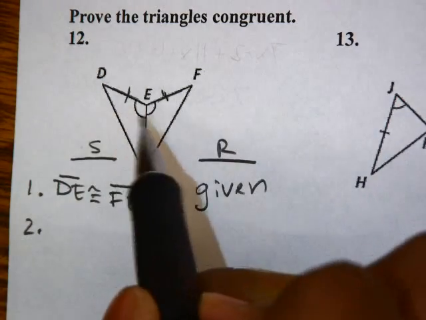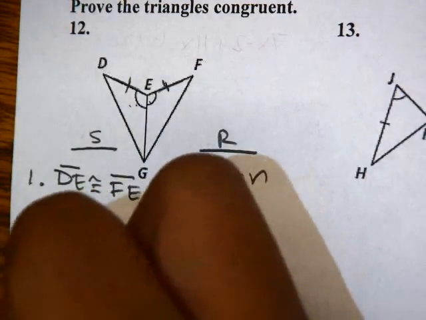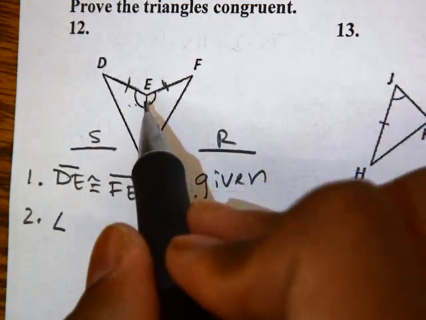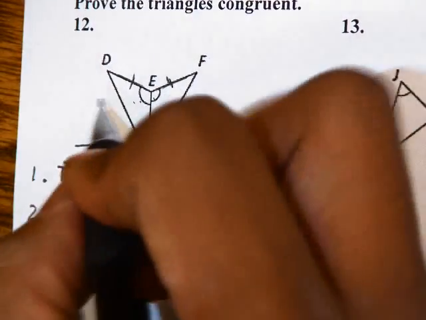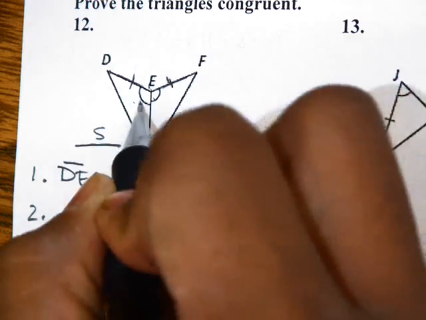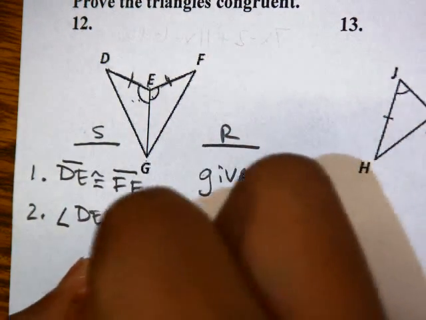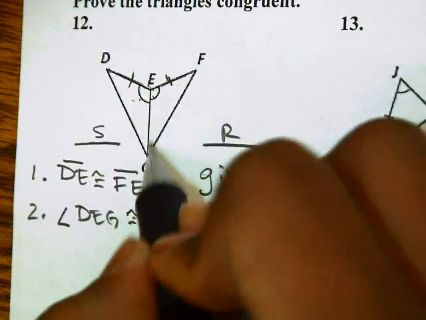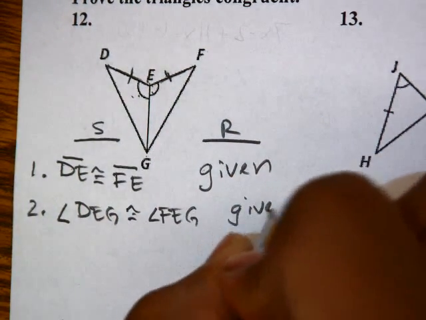The next thing that's given to me are these angles. These angles are congruent to each other. I cannot say angle E is equal to angle E because it's confusing about which angle you're talking about when you say angle E. So I need to be more specific in naming them. Angle DEG is congruent to this angle, FEG. And that's given to me.